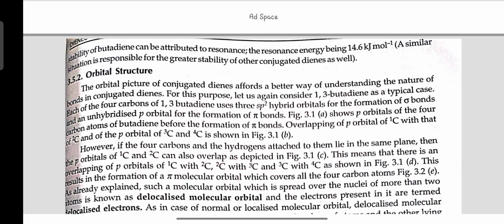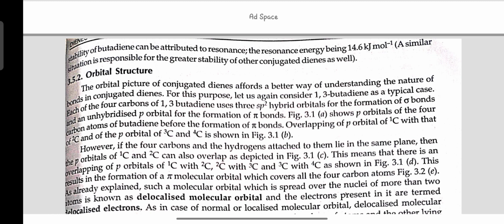3.5.2 Orbital structure. The orbital picture of conjugated dienes affords a better way of understanding the nature of bonds in conjugated dienes. For this purpose, let us again consider 1,3-butadiene as a typical case. Each of the four carbons of 1,3-butadiene uses its sp2 hybrid orbitals for the formation of sigma bonds and an unhybridized p orbital for the formation of a pi bond.